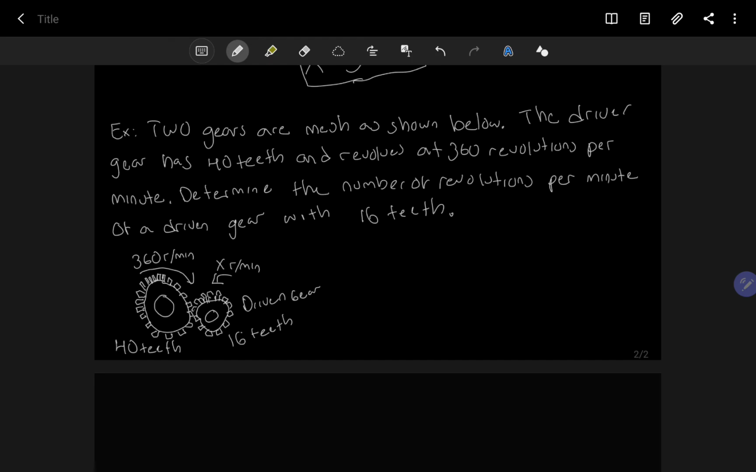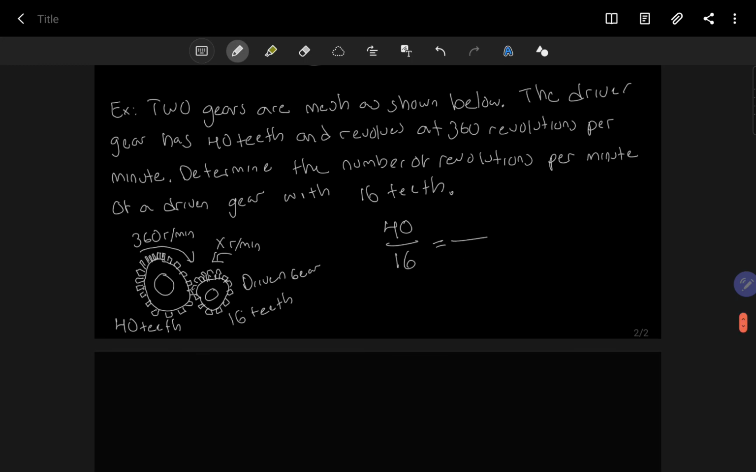So same thing as before. We used to have 40 teeth, but we're comparing it with something that has 16. Because it's indirectly, we go across. The 40 teeth, how many rotations can I complete with the 40 teeth? 360. And I don't know how many rotations I can complete with that one, so I have to put an x right there.